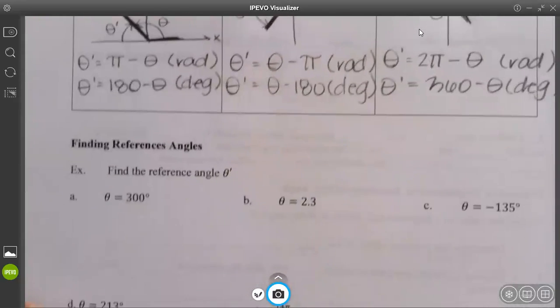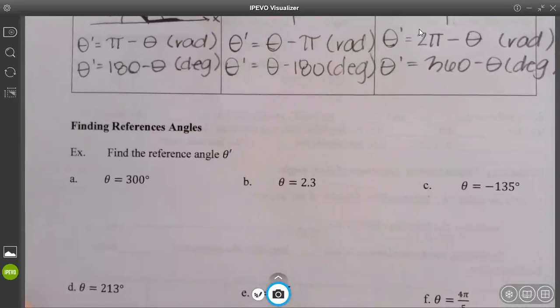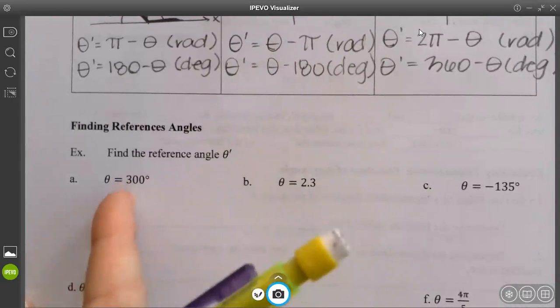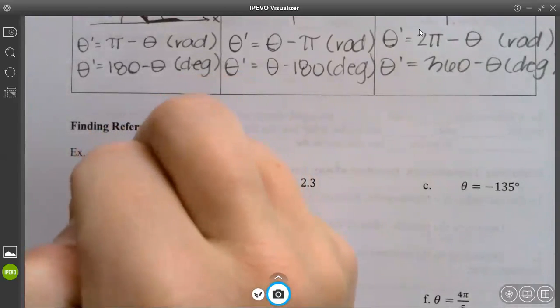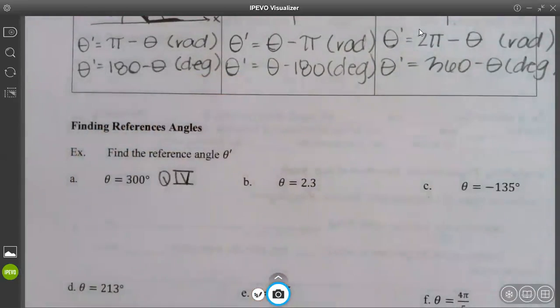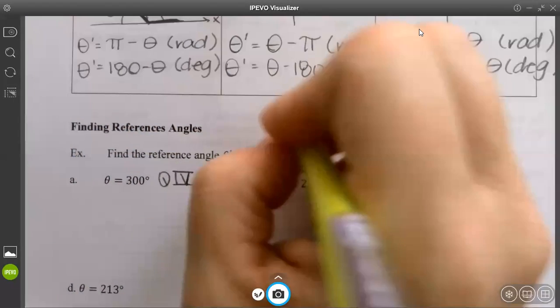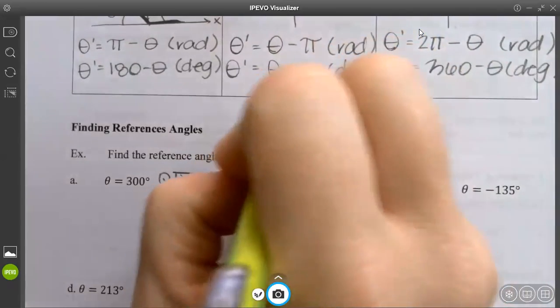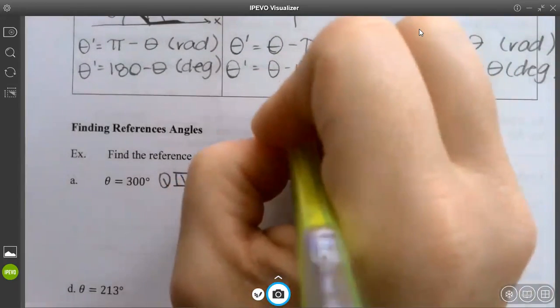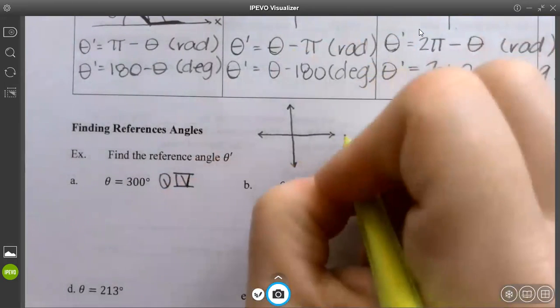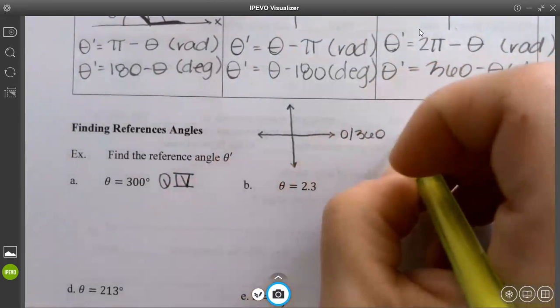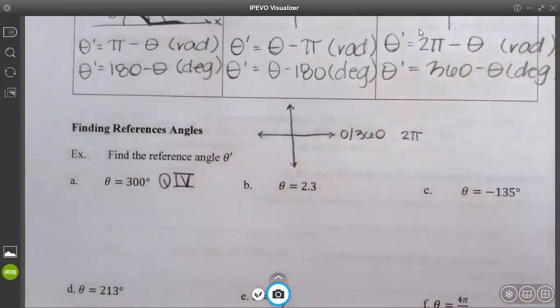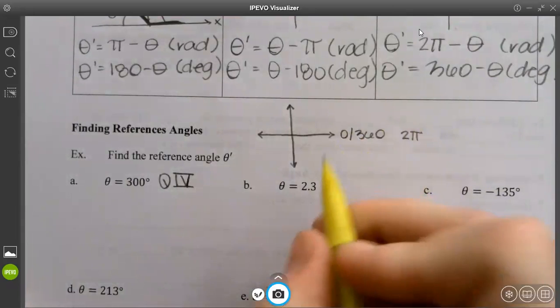So the first one that we're going to do is going to be 300. Where would we find 300? What quadrant? We would find 300 in quadrant 4. I'm gonna draw this out for you real quick. Remember that this is 0 or 360, or 0 pi, 2 pi if it's radians.